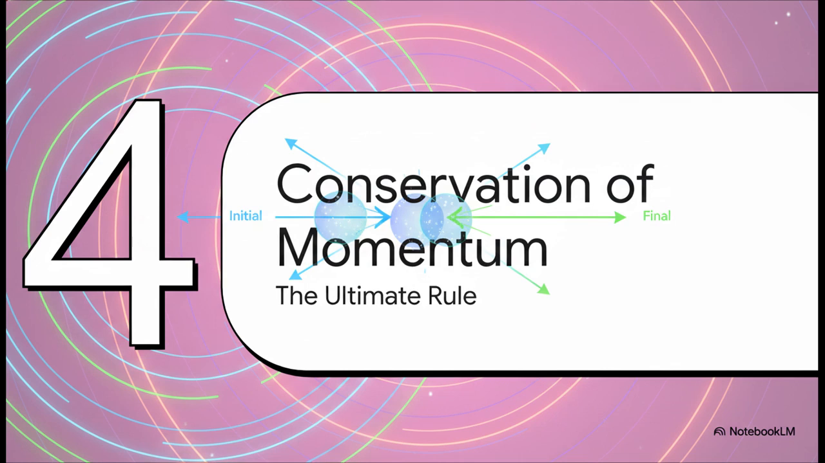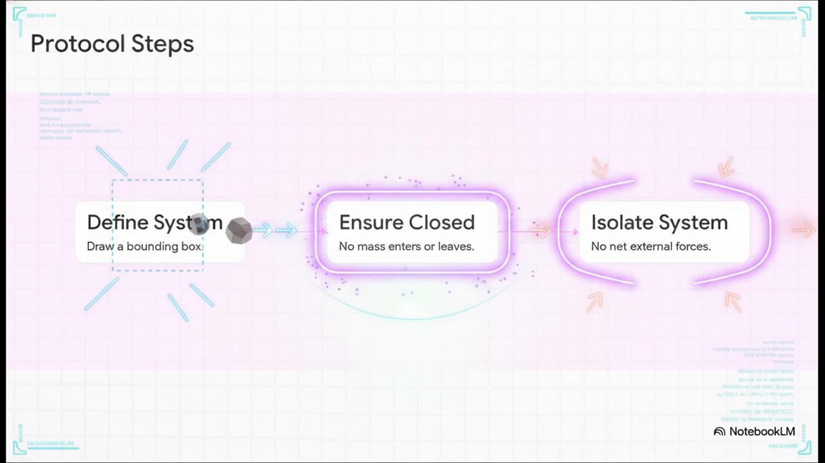Section 4. Conservation of linear momentum. Okay, it's time to dive into arguably the most powerful rule in our entire diagnostic toolkit. To unlock this next physics cheat code, we have to run through a quick three-step protocol to draw a bounding box around our colliding objects. First, define the system. Second, ensure it's closed, meaning no mass escapes. And third, this is the most crucial one, ensure it is isolated from any net external forces.